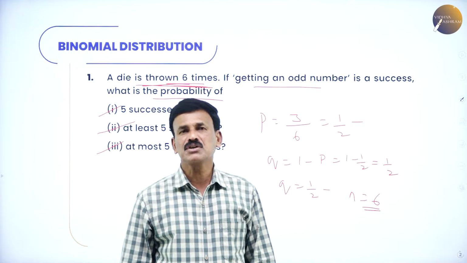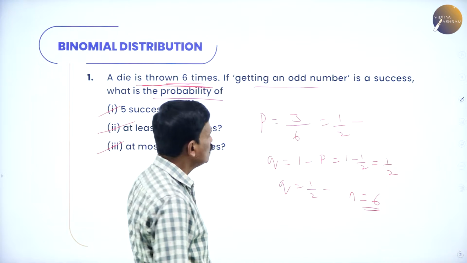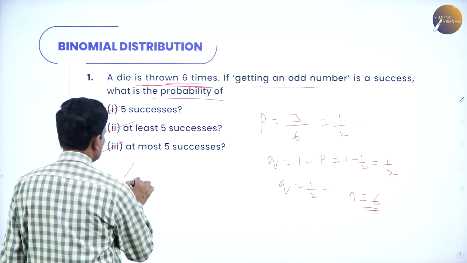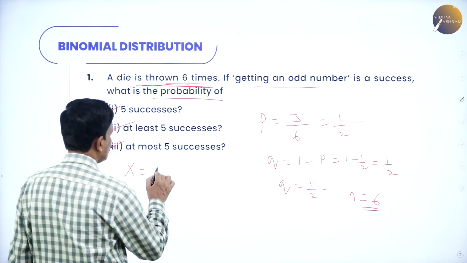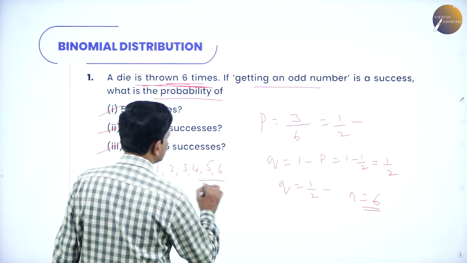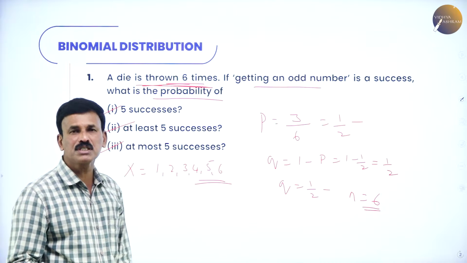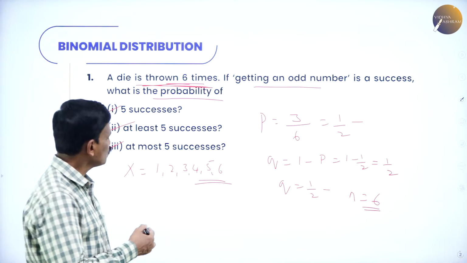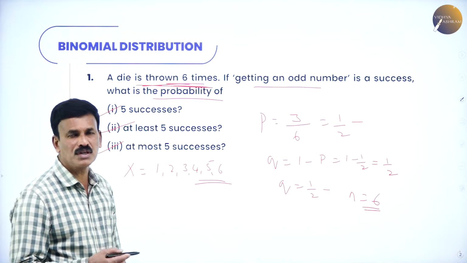Now let x denote the number of successes. The number of successes is nothing but getting an odd number. The possible values of x are 1, 2, 3, 4, 5 and 6.